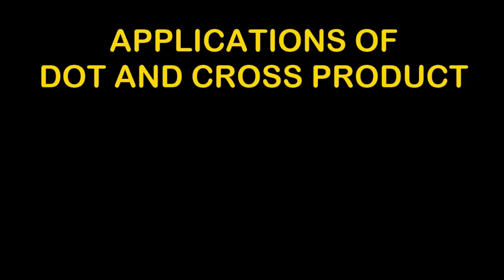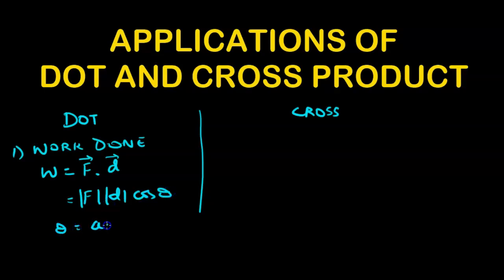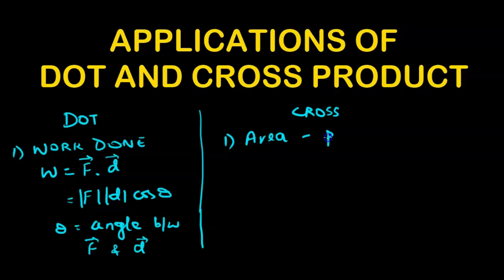Hey guys, in this lesson we will be doing applications of dot and cross product. Before doing the applications, some important things we have to remember: if you're asked to find the work done, we use dot product. Work done is always equal to the dot product of the F vector and the d vector. So we take the magnitude of F multiplied by the magnitude of d times cosine theta, and theta is the angle between force and displacement.